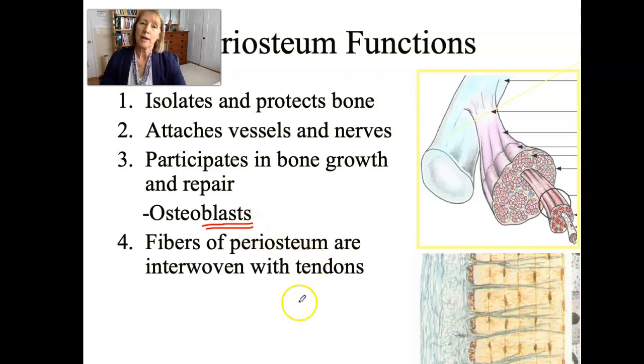Another function is that the fibers of this periosteum are interwoven with the tendons. So look at this great picture here. You have a muscle that's wrapped around by this fascia that's going to become a tendon. And this tendon is going to attach onto your bone, right? Attaching right here. But then it sort of fuses with that outer layer of the bone, that's the periosteum. So we say that those are interwoven with a tendon, and just imagine how strong this is going to be. You don't want this muscle to pull right off the bone, right?